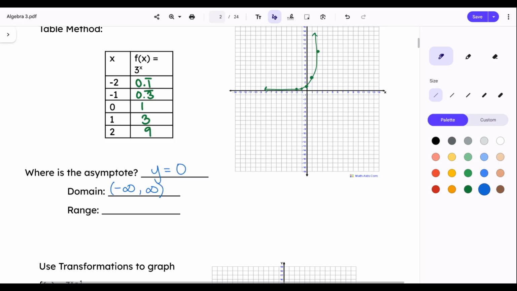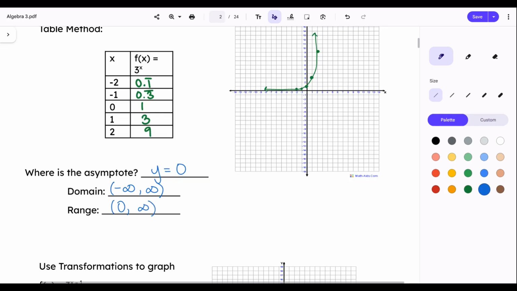But my range, okay, we can't see anything smaller than a little bit above 0 here. So I'm never going to have a y value of 0. But it looks like I'd have as big of numbers as I want. Even if I go back to my table and go down to the positives, because we only went to 2, but if I went up to 10, it's 59,049. I mean, that's really big. There's no way I'm graphing that, right? But it continues to get bigger and bigger and bigger. So we would represent that with positive infinity.